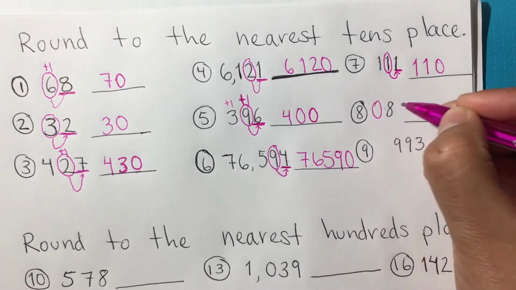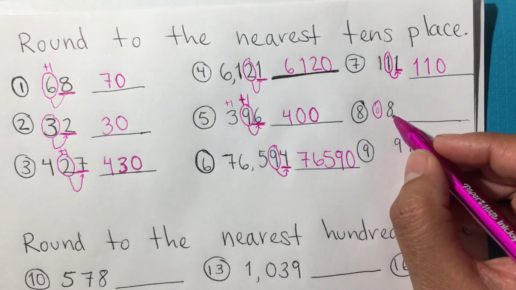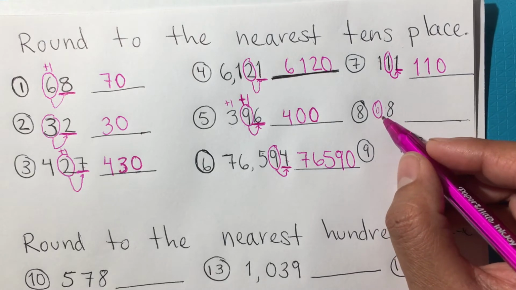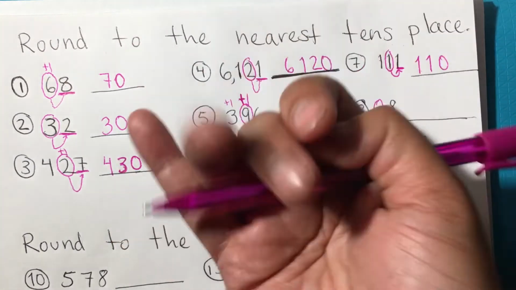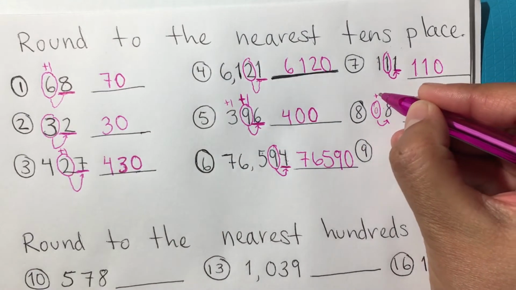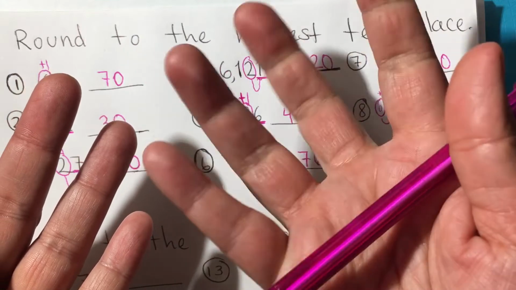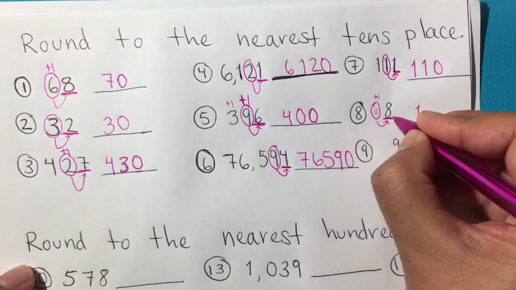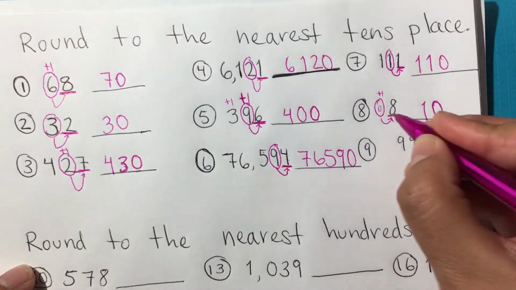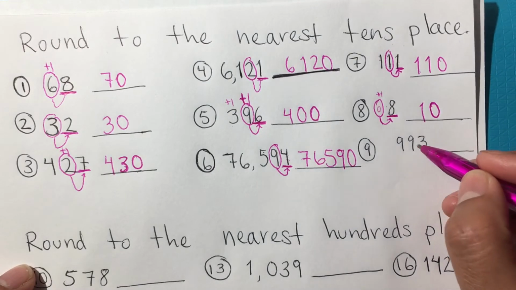Ones, tens. There is a 0 in there. So 8, is it closer to 0 tens or 1 ten? Well, since it's 5 or more, give a hand. Right? 5 or more, in this case is 8. If it has at least one hand, you can give 1 more. 0 plus 1 is 1, and this becomes a 0. Anything to the right of the balloon becomes a 0.